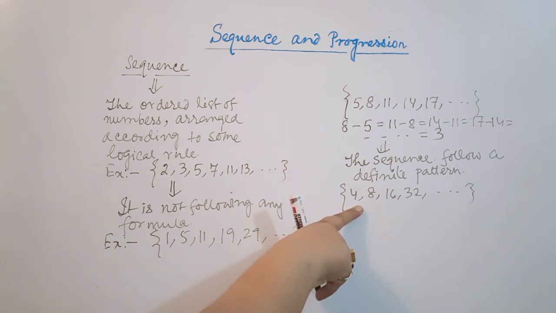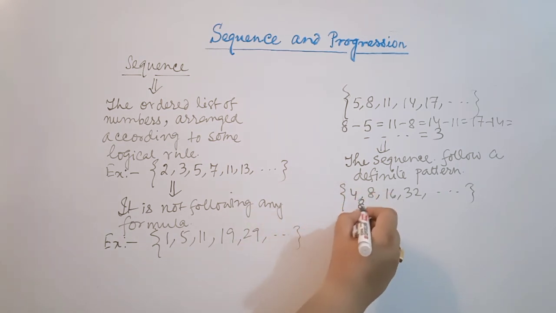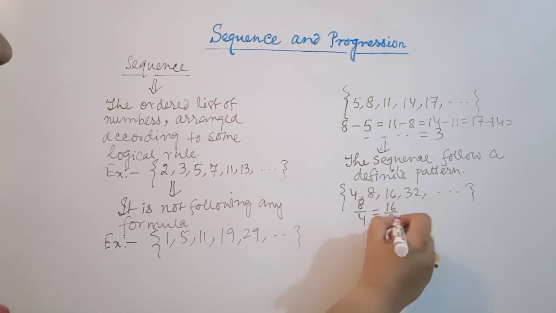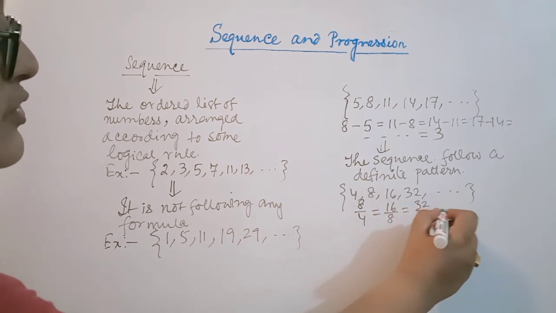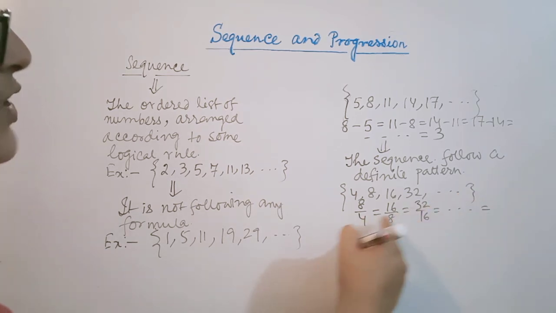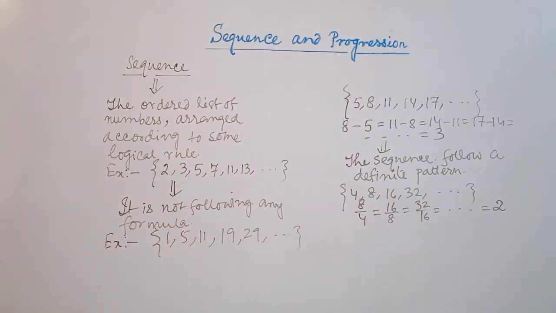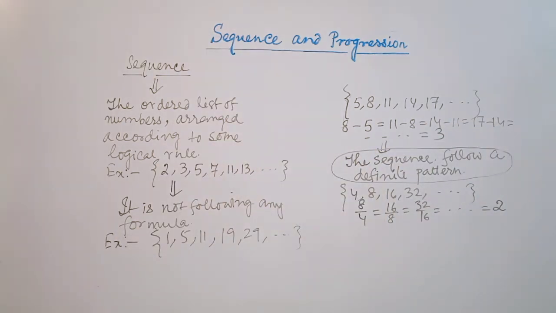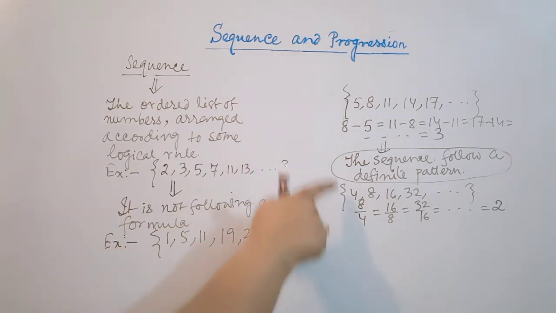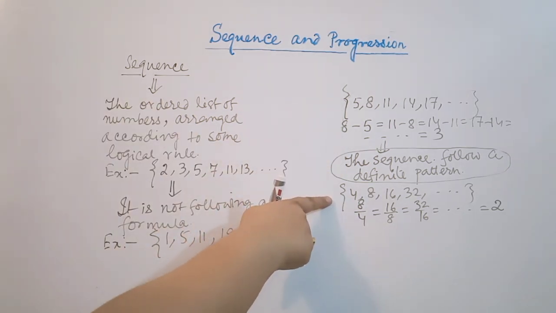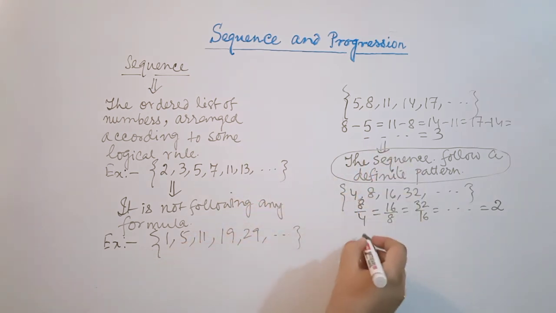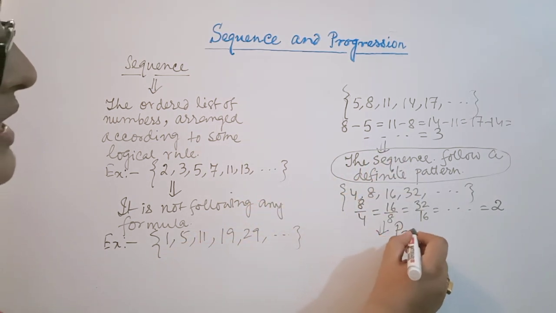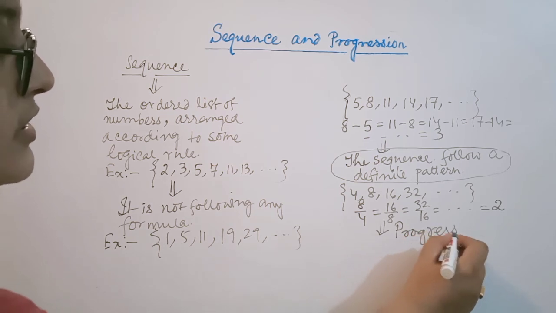Now this example of a sequence also gives us that 8 by 4 equals 16 by 8 equals 32 by 16, and it continues in this way, and hence all these quotients are equal to the fixed number 2. So this particular sequence also follows a definite pattern, that is, the terms are arranged in a definite way. So these sequences in which we find the terms arranged in a definite pattern are called the progressions. They are called the progressions.